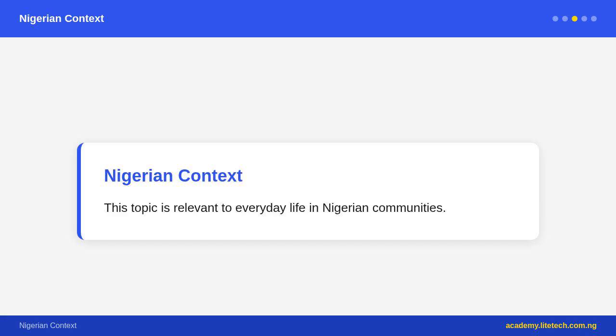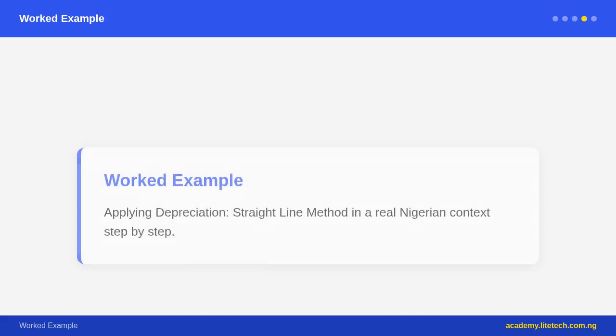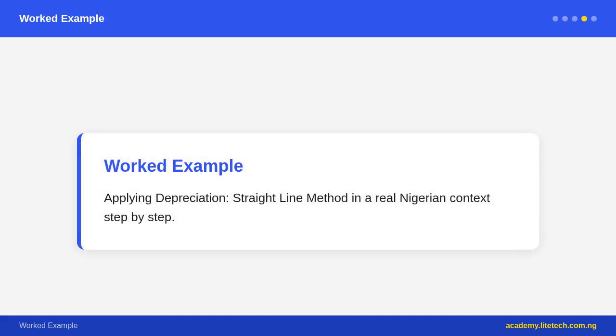The provision for depreciation account. This account accumulates all depreciation charged to date. It appears on the balance sheet as a deduction from the asset. Fixed asset at cost, 5 million Nigerian nairas. Less, provision for depreciation, 2,700,000 Nigerian nairas, after 3 years at 900,000 Nigerian nairas per year. Net book value, 2,300,000 Nigerian nairas.